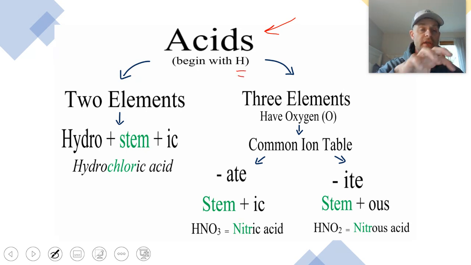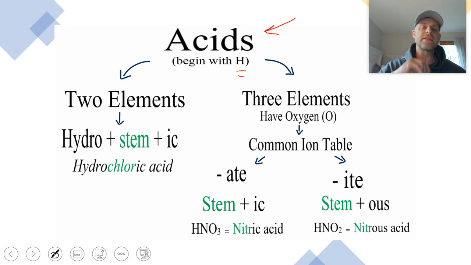So for the rest of the year, if you see a formula and it says H something, in your mind, you should think, ooh, I bet that's an acid. Now that isn't always true, right? Water, H2O, can be an acid, but remember, water can also be a base. So just because it starts with an H doesn't automatically make it an acid, but that's a pretty good indicator. Ooh, I bet it's an acid.